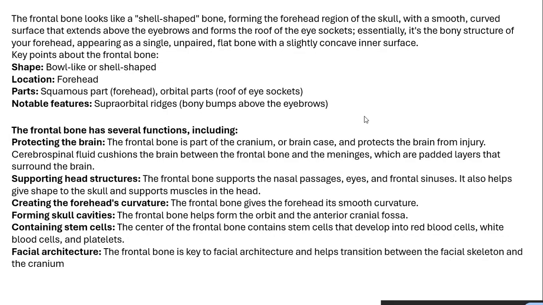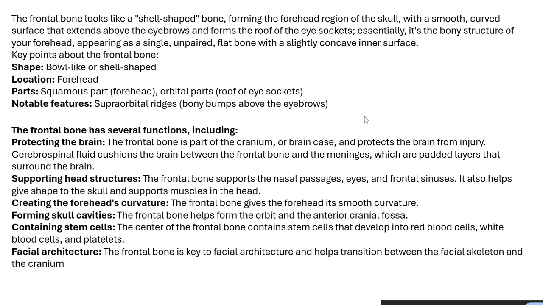Supporting head structure. The frontal bone supports the nasal passages, eyes, and frontal sinuses. It also helps give shape to the skull and supports muscles in the head. Creating the forehead's curvature. The frontal bone gives the forehead its smooth curvature, forming skull cavities. The frontal bone helps form the orbit and the anterior cranial fossa.